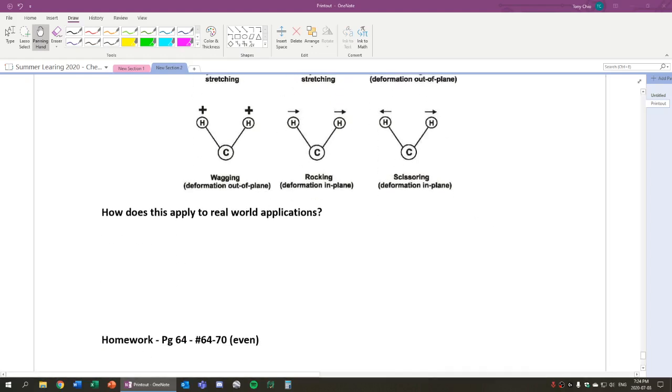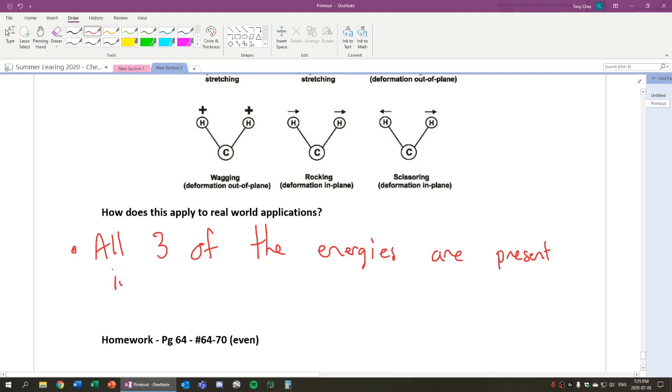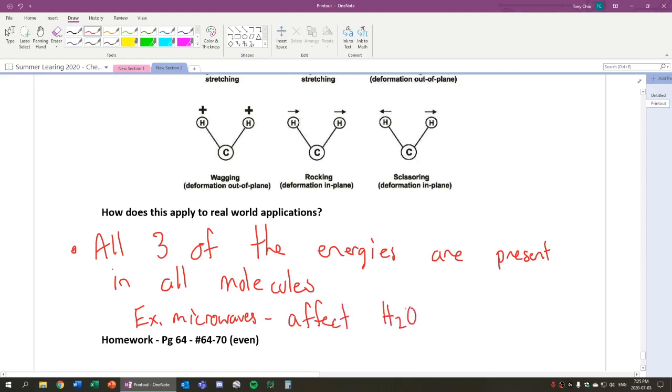So how does this apply to real-world application? Well, all three of the energies are present in all molecules. And one thing you have at home that really affects these is, for example, microwaves. Microwaves affect water molecules. And that's how they heat up your food.